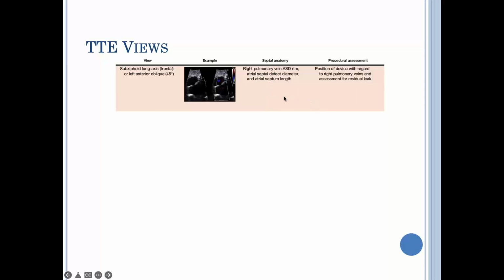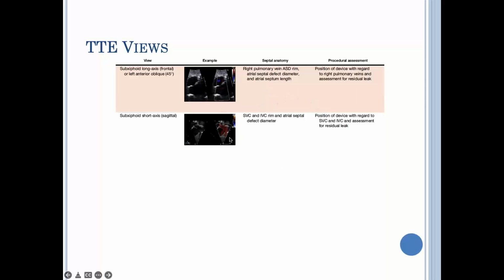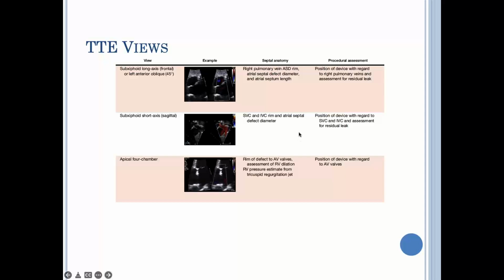The images are not great, but for example, on the subxiphoid view, assessment of the SVC and IVC can be done. The atrial septal defect diameter sometimes can be measured. And on the four chamber view, looking at the rim of the defect, the atrioventricular valves, and the possibility for an assessment of the RV dilation, as we know.